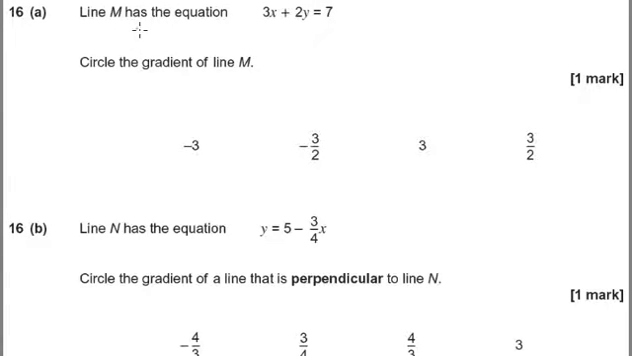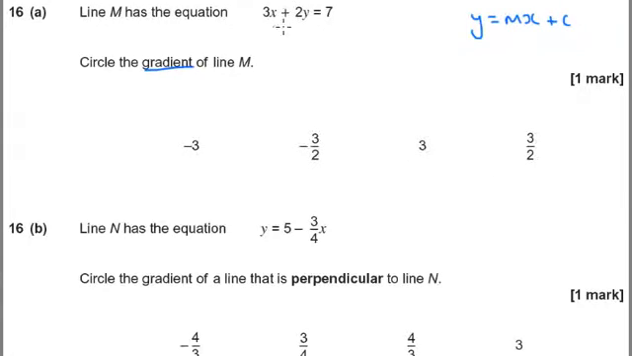Okay, question 16 has given us this equation and it wants us to work out the gradient. Now we can only know the gradient if it looks like y equals mx plus c. This doesn't look like y equals mx plus c, so we're going to have to rearrange the equation to make it. So what's wrong with it? Why does it not look like it?